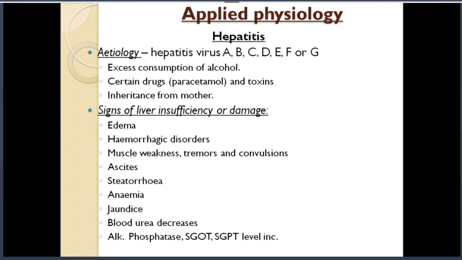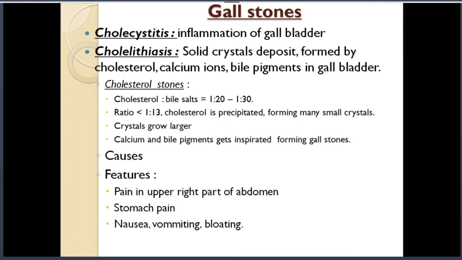The glucose stores will be depleted, and that will lead to generalized muscle weakness, tremors, and convulsions. The liver insufficiency will lead to ascites. It will lead to steatorrhea, that is presence of fat in the stool. Finally, it will lead to anemia because of hampered vitamin B12 and other hemopoietic functions. It will lead to jaundice. Blood ammonia will increase and blood urea will decrease because ammonia will not be converted into urea. All these signs will be there in case of hepatitis, liver insufficiency.